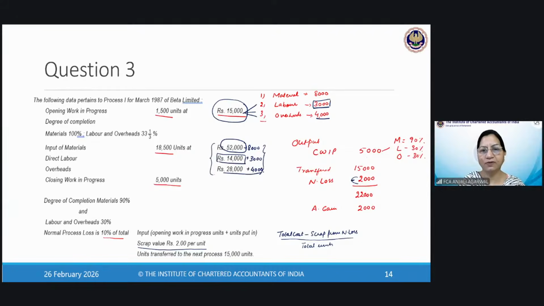So the total overhead cost was 28 plus 4,000 is 32,000. So see, we have assumed in the breakup would be given, definitely. If the breakup is not given, the question cannot be done using weighted average. And so if this information is given and the breakup of opening WIP is not given into how much is the material cost, labor cost, and overheads cost, you may assume that the question is impliedly done using FIFO method.